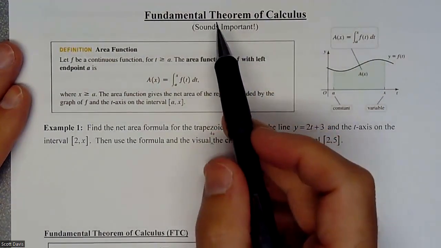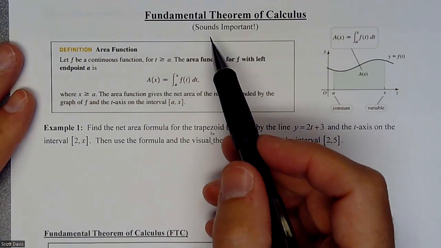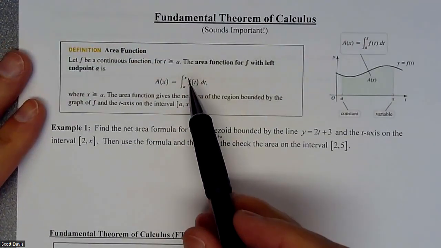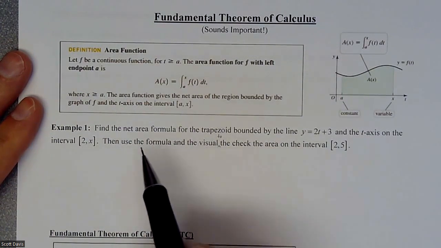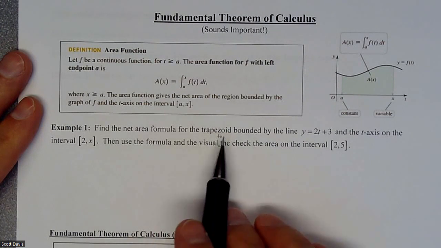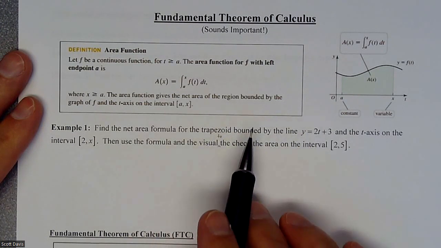In this video, we are going to introduce the idea of the fundamental theorem of calculus. We're going to get to the formula version of it on the next problem. So this problem is just kind of introducing how we can find the net area. We're going to create a formula for finding the area of this trapezoid. We'll show the picture of why it creates a trapezoid.